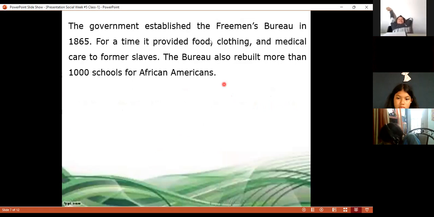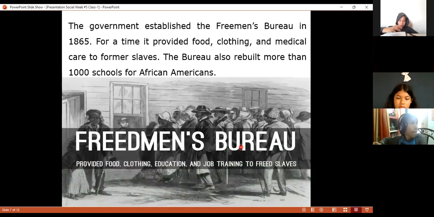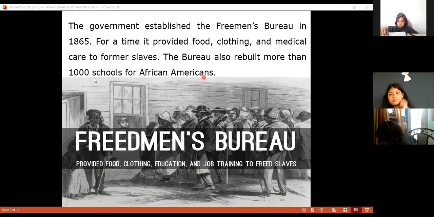Then it says that the government was also helping and established a bureau in 1865. For a time, it provided food, clothing, and medical care for slaves. Remember, they were slaves. So the government needed to help these people who later became citizens. And it also helped to rebuild more than 1,000 schools for African Americans.